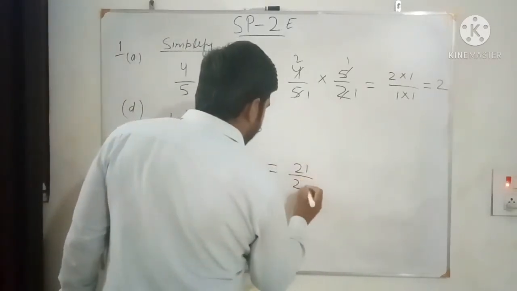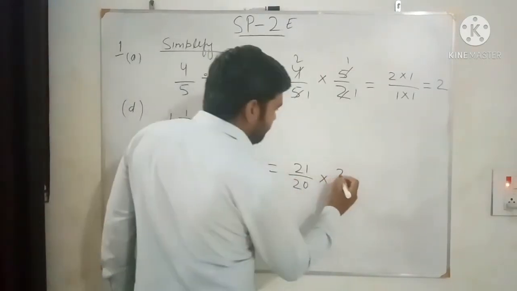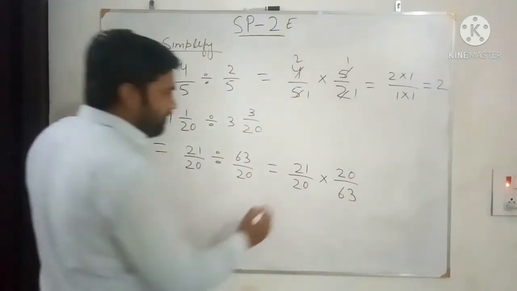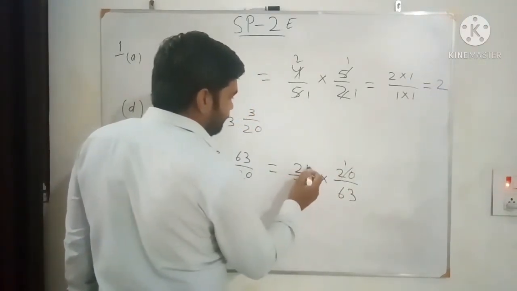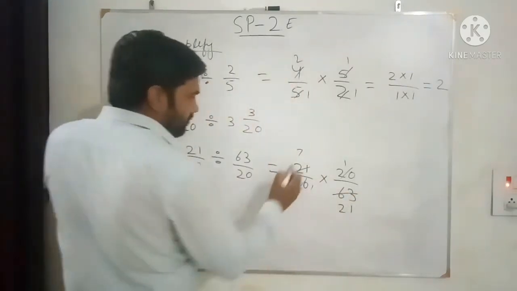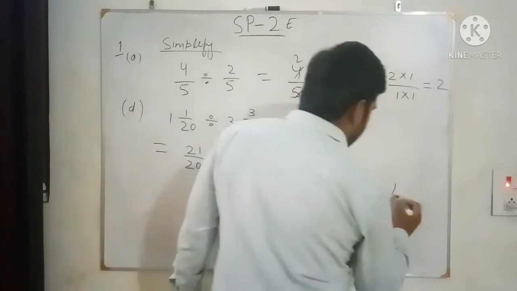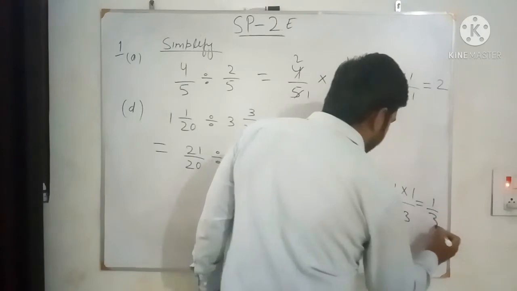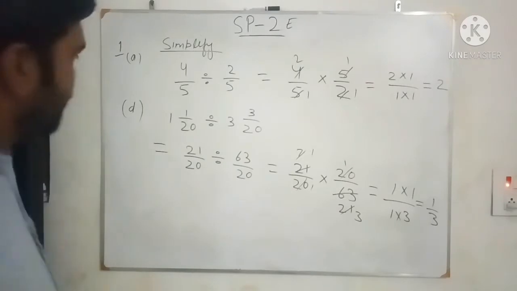Now 21 by 20, convert this division into multiplication and make this fraction its reciprocal, 20 by 63. Now see, 20 is cancelled with this 20. Now 3 sevens are 21, 7 ones are 7, 7 threes are 21. So 1 into 1, 1 into 3. You will get the answer 1 by 3. Now I move to the next question.